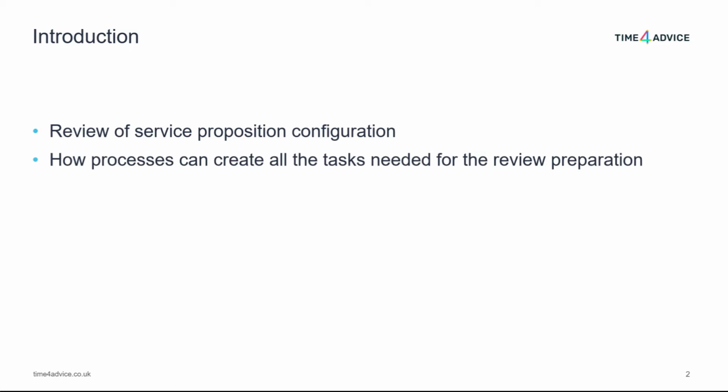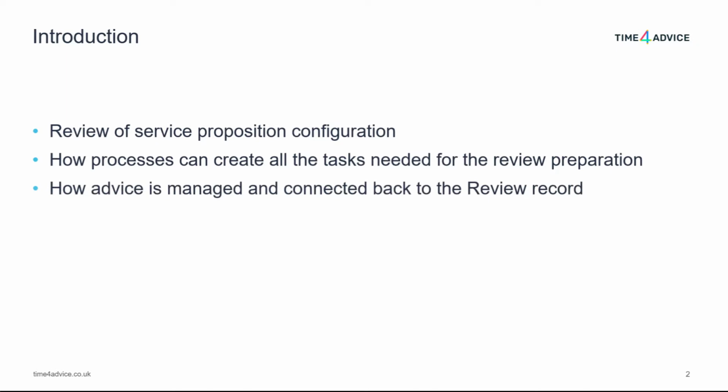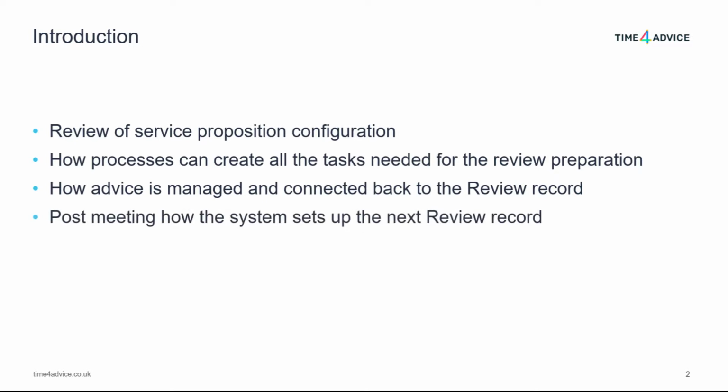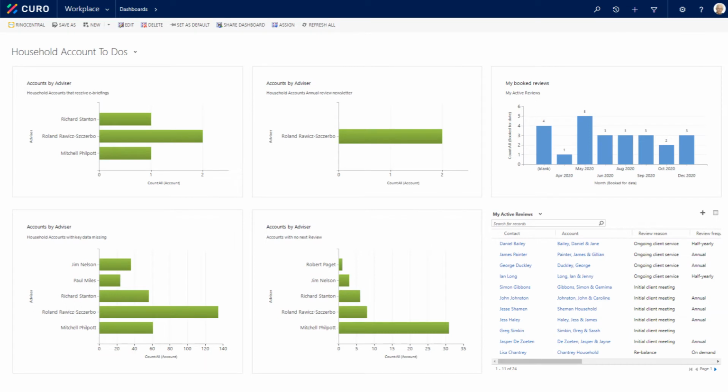We'll demonstrate how processes can be triggered when a review is booked and how these processes can line up all of the relevant activities in order for the client servicing team to prepare for the review. We look at how the advice given is managed within the review and how everything is connected back to the review record for ease of checking pre and post the recommendation being accepted. And finally, once the review is completed, we'll see how CURO creates the next review in line based on the agreed service proposition commitment.